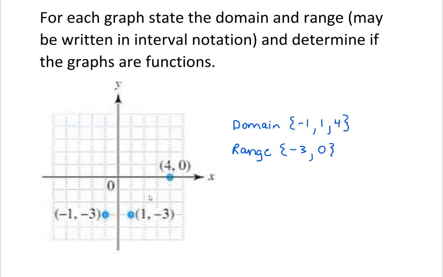When I look at all three of these points, I have different x values: -1, 1, and 4. And remember, that's what matters when we're determining whether or not it's a function. It has to have different x values. It can't have the same x value in order for it to be a function. So because we have all different x values, this is a function.